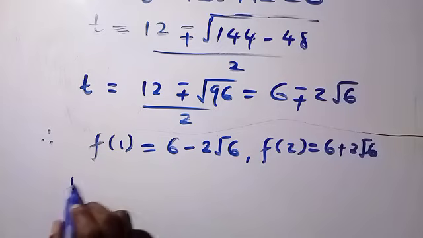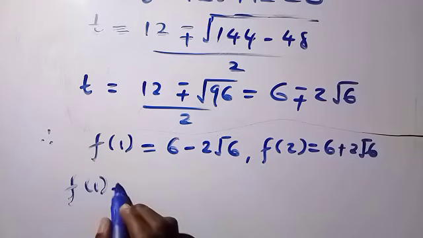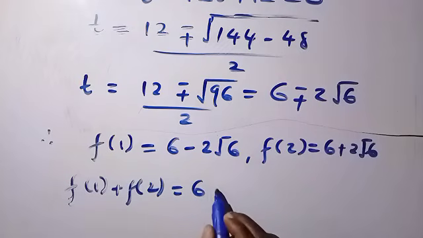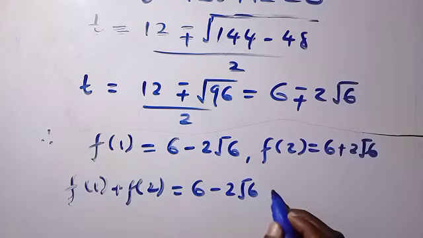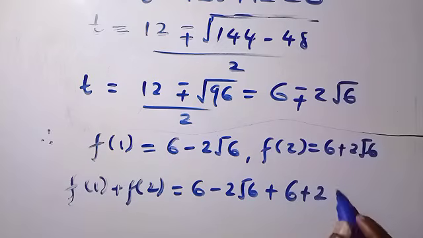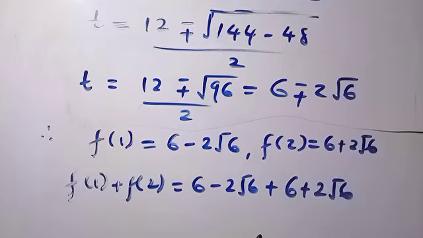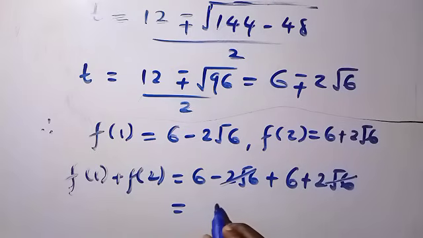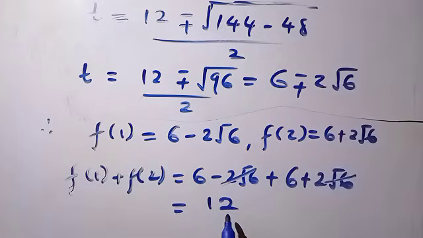So if you go with addition, f of 1 plus f of 2 here, it is as if we have 6 minus 2 root 6 plus 6 plus 2 root 6. From here, this cancels this, and we have 12. So the fact here is correct: f of 1 plus f of 2 equals 12. But now that we need f of 3, how can we use the Cauchy equation to get f of 3?